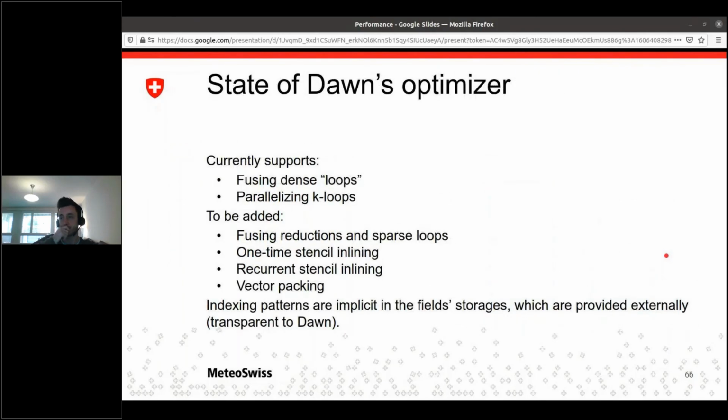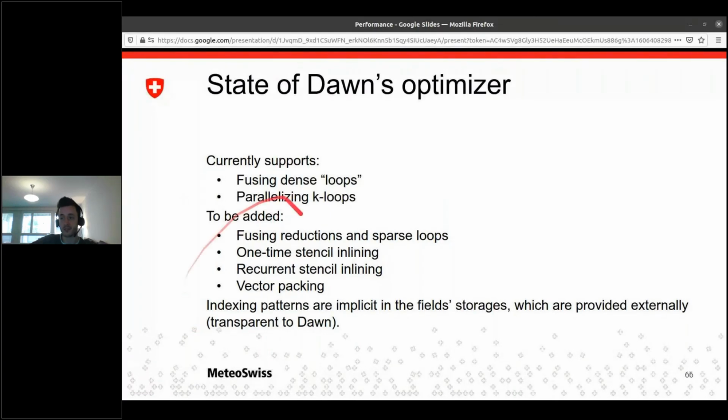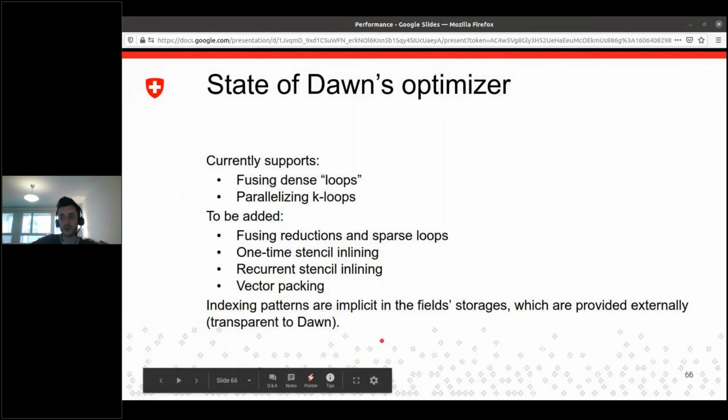So let's mention then what Dawn currently supports. Fusing dense loops, all the slides that you saw before that had the title fusing dense loops, this is all supported by Dawn. Parallelizing K loops also is supported, and the rest must be considered. As I mentioned before, the indexing pattern is outside the scope of Dawn because it involves the field storages, so the meshing library and so on.